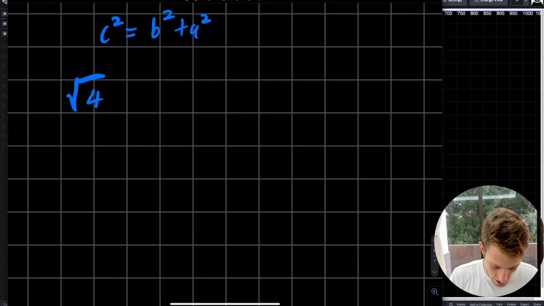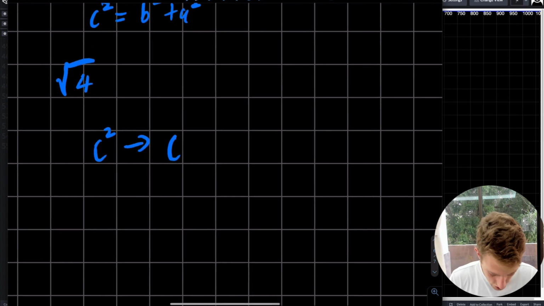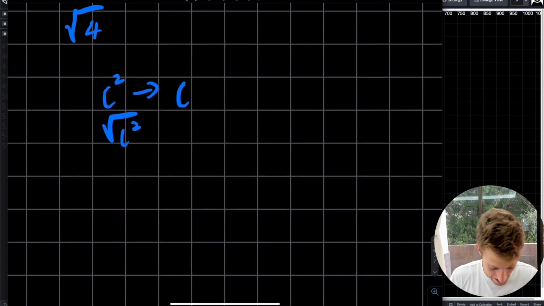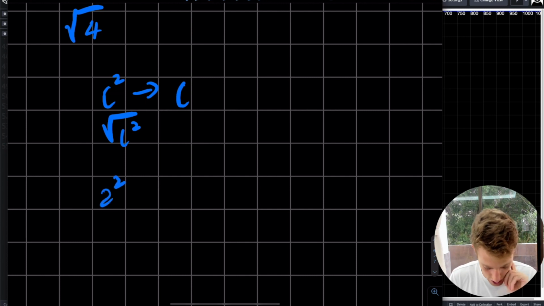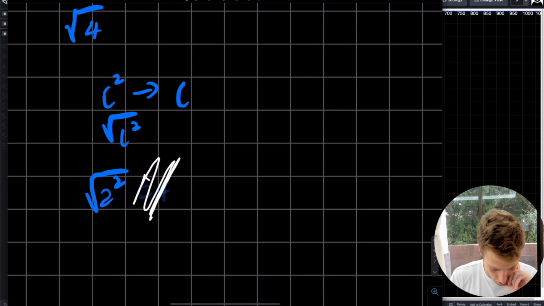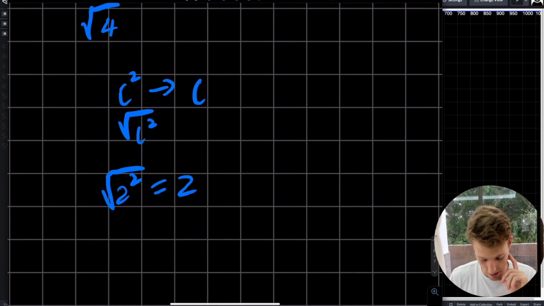So if we have c squared and we want c, we could just take the square root of c squared. Because if we took 2 squared, we know 2 squared is equal to 4, but if I just take the square root of 2 squared, I get 2, because we know that 2 squared is equal to 4.